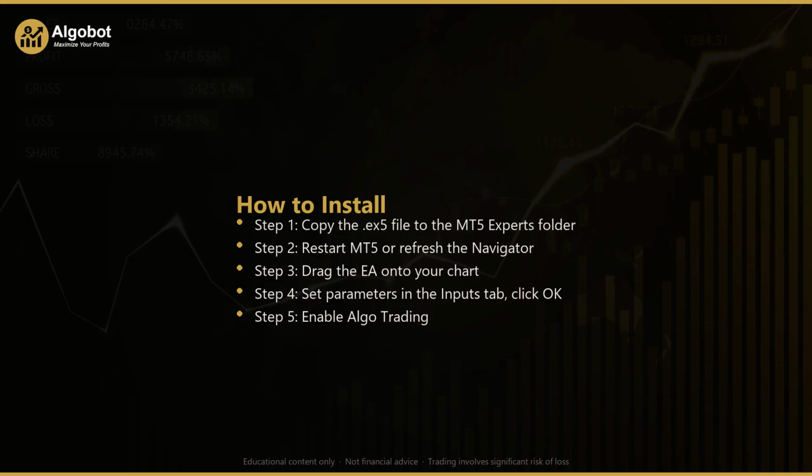Step 4. A settings window pops up. Go to the Inputs tab and set the parameters we discussed earlier to your preference, then click OK. Step 5, and this is the one people always forget. Make sure the Algo Trading button in the top toolbar is enabled and glowing green. Without it, the EA will load but won't place a single trade. Once that's on, you'll see a smiley face in the top right corner of the chart, confirming the EA is active and watching the market.